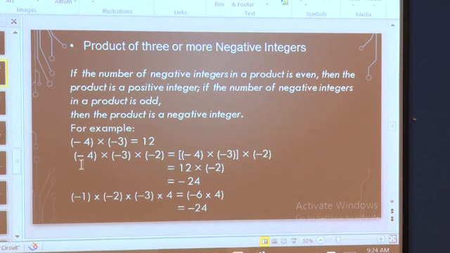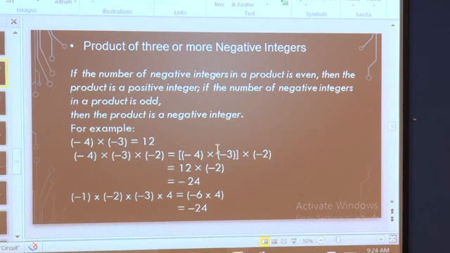So here, -4 multiplied by -3 multiplied by -2 is equal to, means what? Negative integers are multiplied 3 times. What will be the answer here? Yes, everyone is right, because you know that 3 times, as I told you, is an odd number. 1, 2 and 3 times we are multiplying the integers. So the answer will be negative.